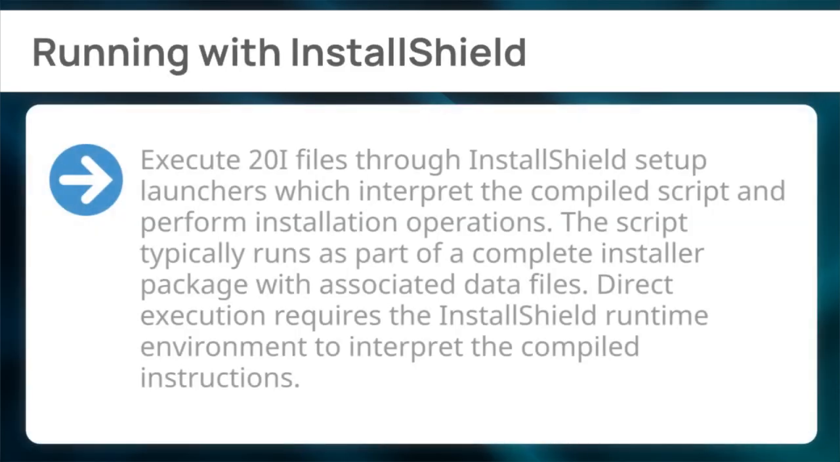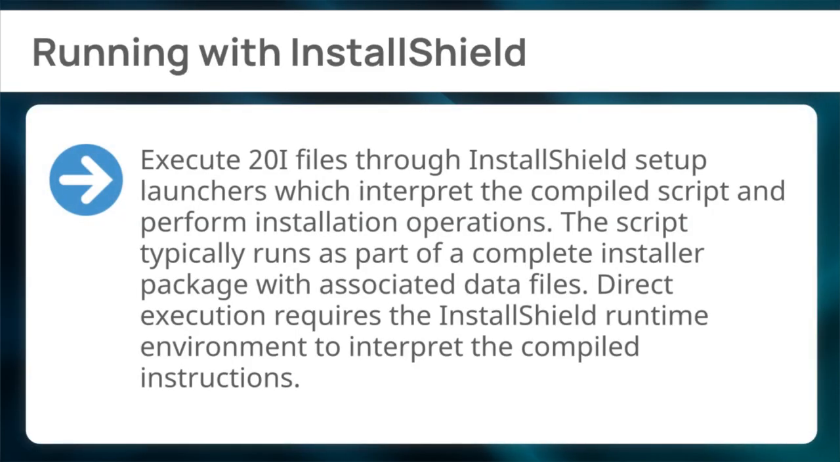First, running with InstallShield. Execute 2.0i files through InstallShield setup launchers, which interpret the compiled script and perform installation operations. The script typically runs as part of a complete installer package with associated data files. Direct execution requires the InstallShield runtime environment to interpret the compiled instructions.